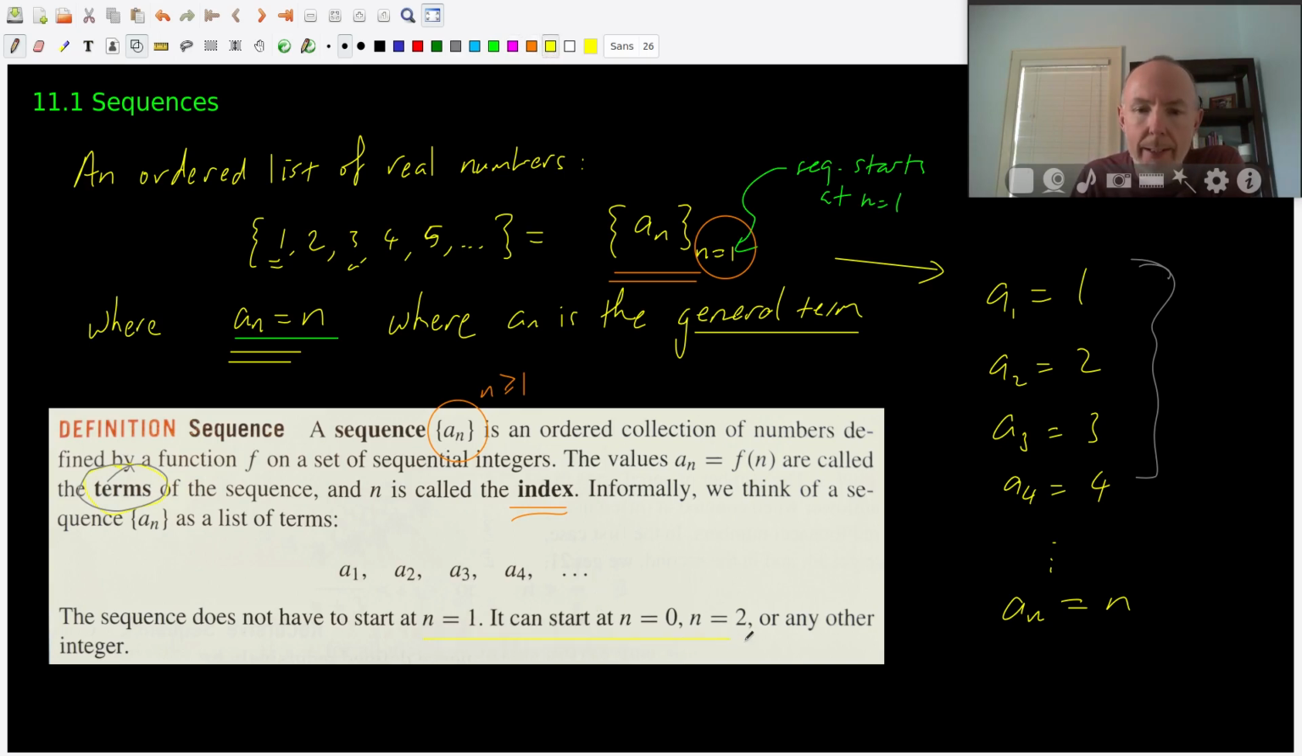And we can start at different values of n. It doesn't have to start at 1. If I don't tell you otherwise, we usually assume it starts at 1. But that's pretty much it. Sequences aren't very complicated. They're just a list of numbers in a specific order. That's what I mean by an ordered list. These numbers are given in a specific order. So let's have a look at a few examples.